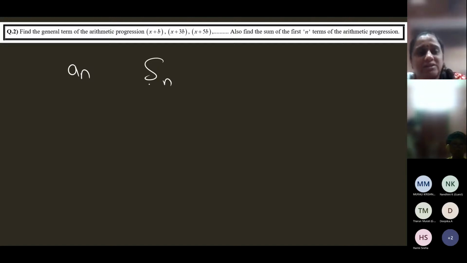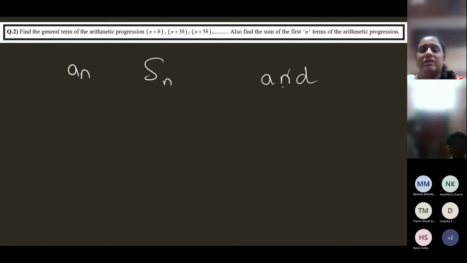Find the general term of the arithmetic progression. So find an. General term means an. And then also find the sum of the first n terms of the AP. First n terms. First 10 terms, 20 terms? No, n terms. So that means you should find Sn. So if you're finding an and Sn, what did we understand? We need to know the values of a, n and d.